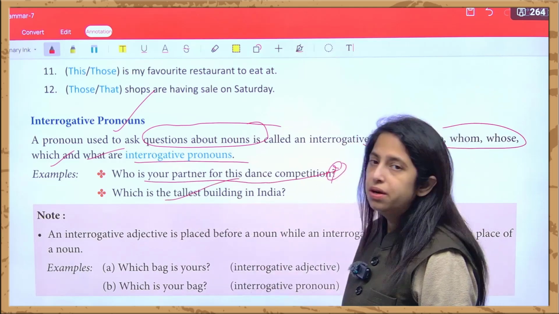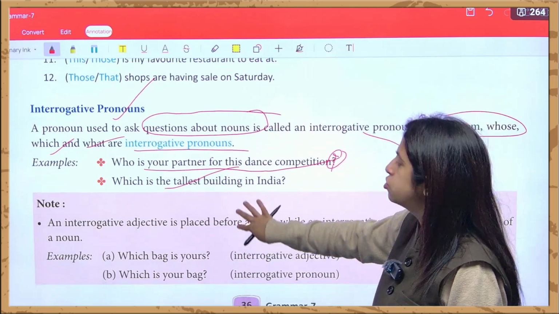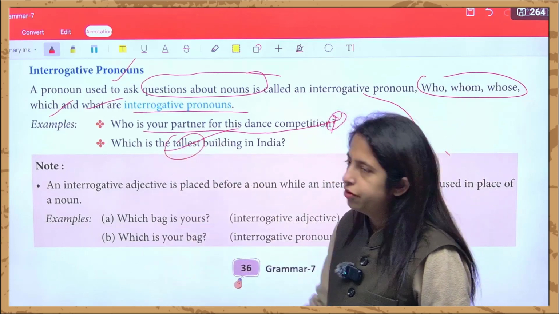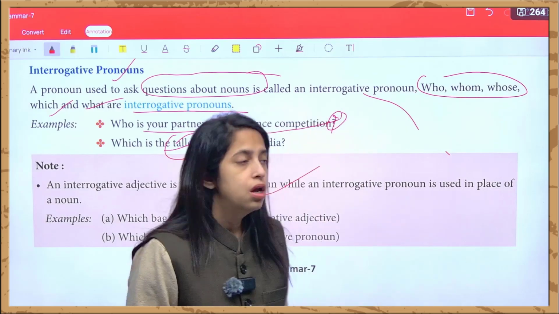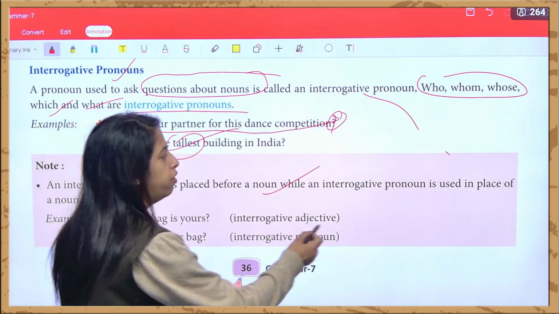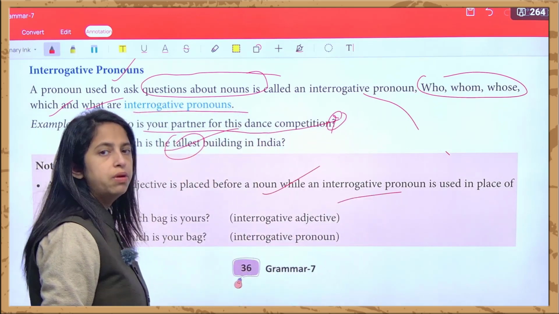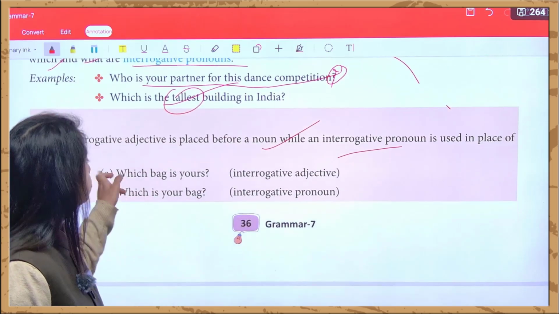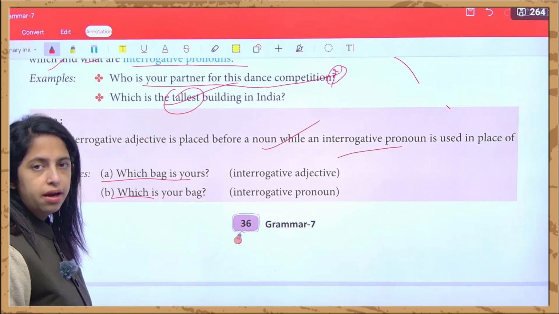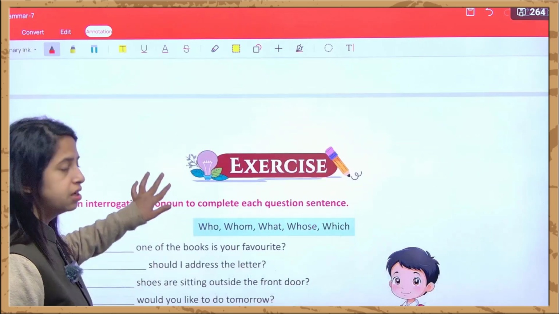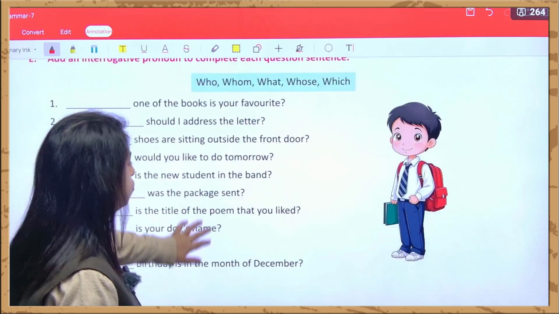Which is the tallest building in India? India में कौन सी tallest building है? This tallest is the superlative degree of adjective. और interrogative adjective जो होती है, it is placed before a noun. Noun से पहले place होते हैं, और interrogative pronoun जो होते हैं, it is used in place of a noun, right? Which bag is yours? कौन सा bag आपका है? Which is your bag? आपका कौन सा bag है, right? On behalf of this, again, you have to complete these exercises on your own.